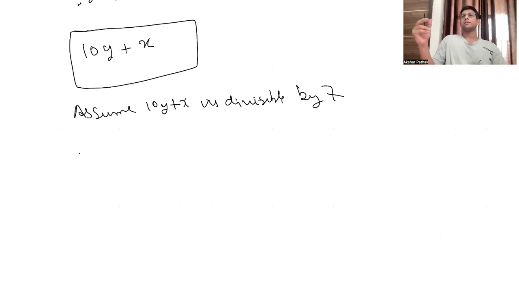If a number is divisible by 7, not 7, any number. If a number is divisible by any number, like a is divisible by b, okay. Of course, 2 times a will also be divisible by b. You know that, because if a is divisible by b, 2 times a will also be. There's no rocket science in there.